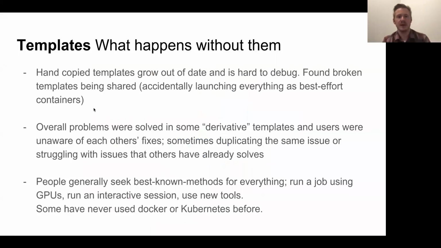So what's bad with this? A lot of the hand-copied templates end up growing out of date, and we found some templates that actually were broken, where the resource limits weren't right, and people were surprised to find out that they've been launching best effort jobs all along. So their jobs would get killed, and they wouldn't know why. Other things were that some data scientists had solved some problems in their template, and others weren't aware of those. So at best, both of them would solve it in their own way, and at worst, one wouldn't know about the other one, and still suffer from not knowing how to, for example, track code changes.